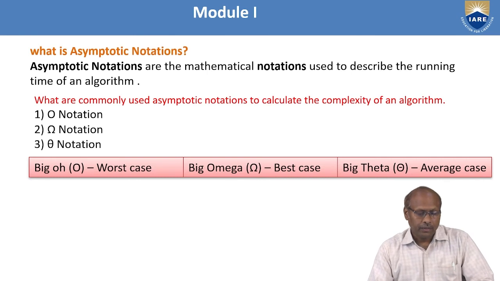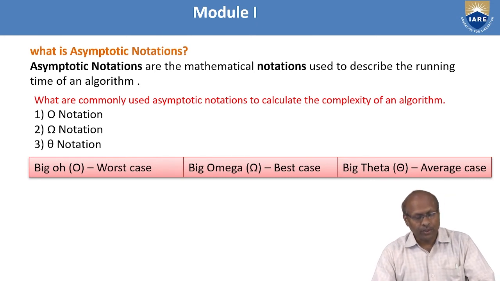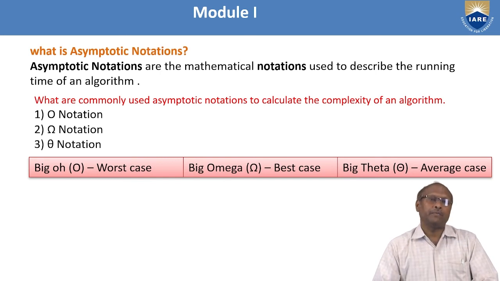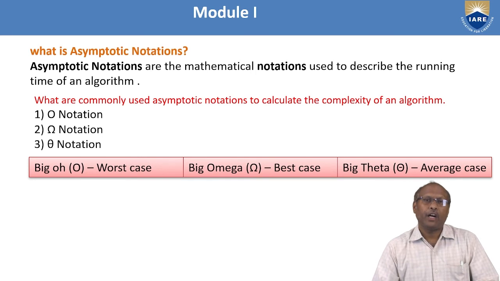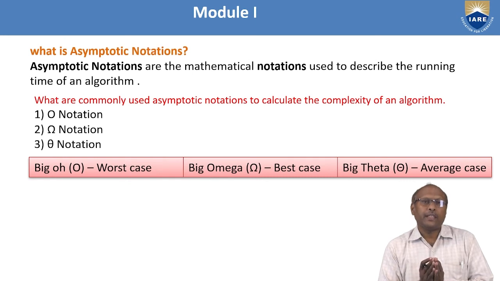Sometimes they will ask, what are the different types of asymptotic notations, and what do you mean by asymptotic notation? Then you should say, asymptotic notations are mathematical notations used to represent the running time of an algorithm. How much time it takes to solve a problem, that time complexity can be represented through asymptotic notations. For every program, it requires some time, so the time factor you can represent through asymptotic notation.